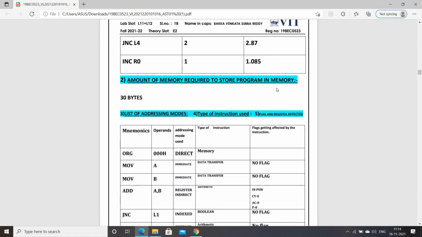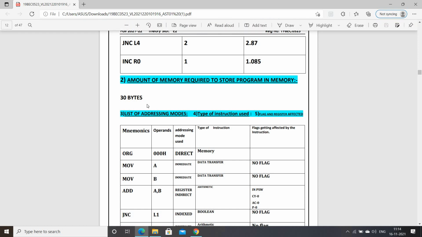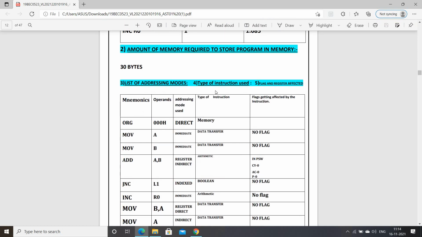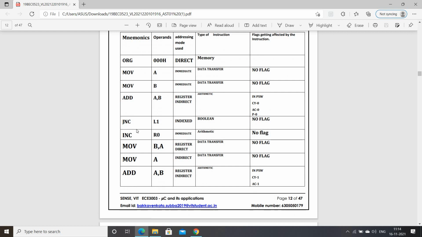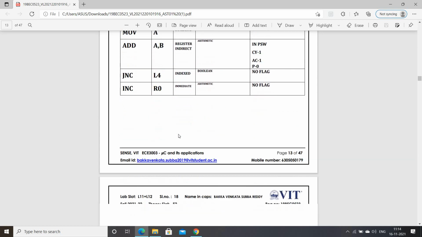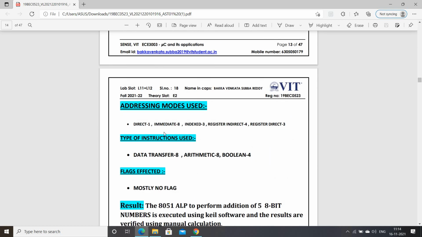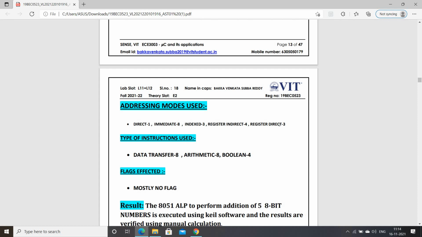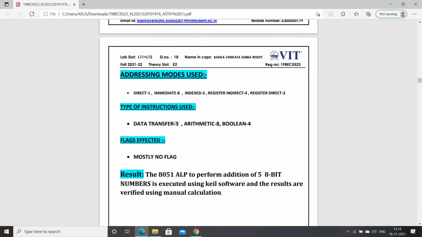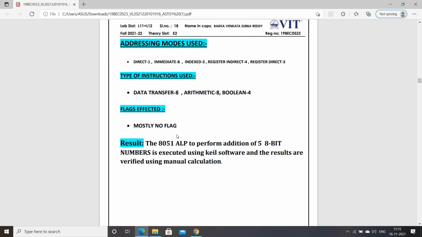Yes, and the amount of memory required to store the program is 30 bytes. And the list of addressing modes and types of instruction used, and the flags and registers affected, is in this table. Addressing modes used are direct 1, immediate 8, indexed 3, direct indexed 4, register direct 3. The types of instructions used are data transfer 8, arithmetic 8, boolean 4, and the flag affected is mostly no flag.